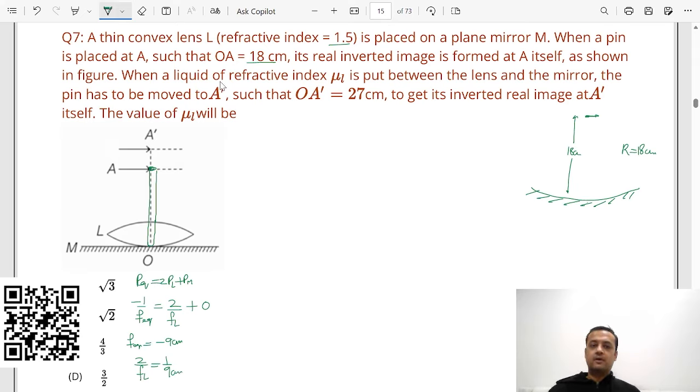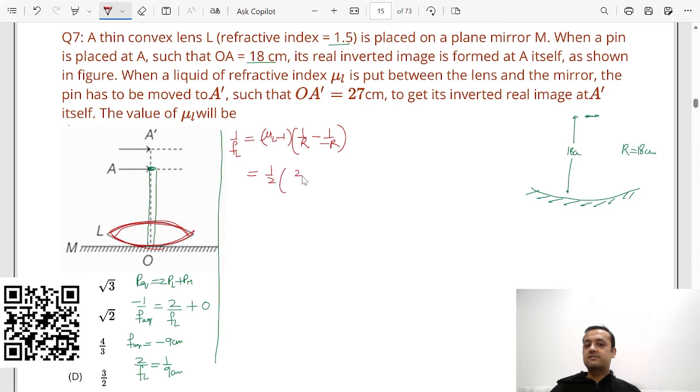All right. Now next thing is that using lens maker formula, we know that 1 upon focal length of the lens is equal to mu of lens minus 1 into 1 by r1. So this surface is r1, and it will have positive radius, minus second surface will have r2 and it will have negative radius. So I'm writing this as minus r. So basically mu l is given 1.5, so mu l minus 1 will be half, and this will become 2 by r.